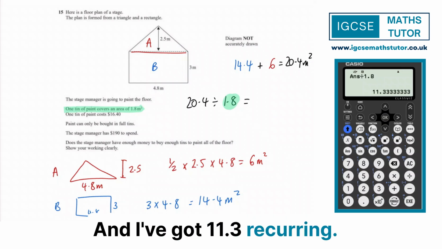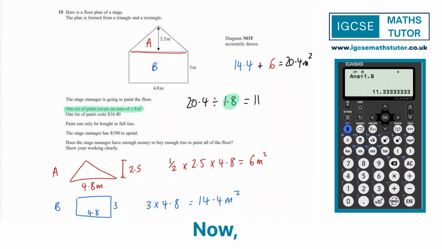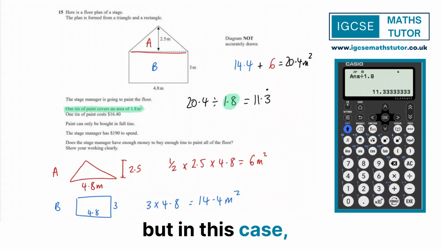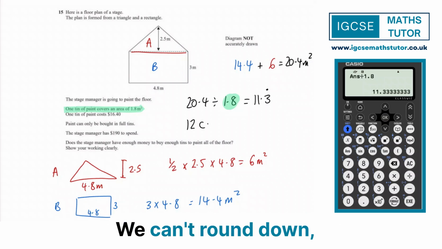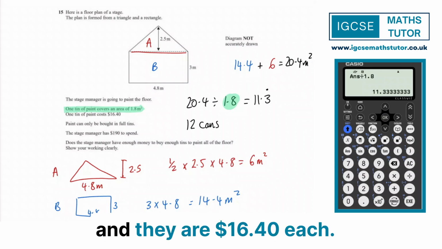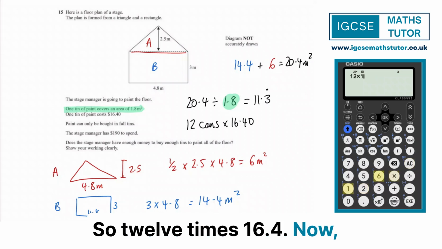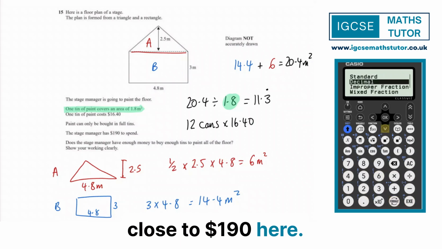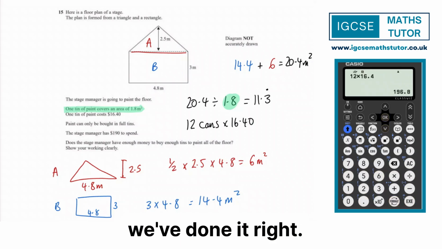And I've got 11.3 recurring. Now, the rules of rounding suggest you round down to 11, but in this case, we're going to need 12 cans. We can't round down, we won't have enough. So we need 12 cans, and they are $16.40 each. So 12 times 16.4. Now we're expecting to get close to $190 here. It's a bit of a clue that we've done it right.